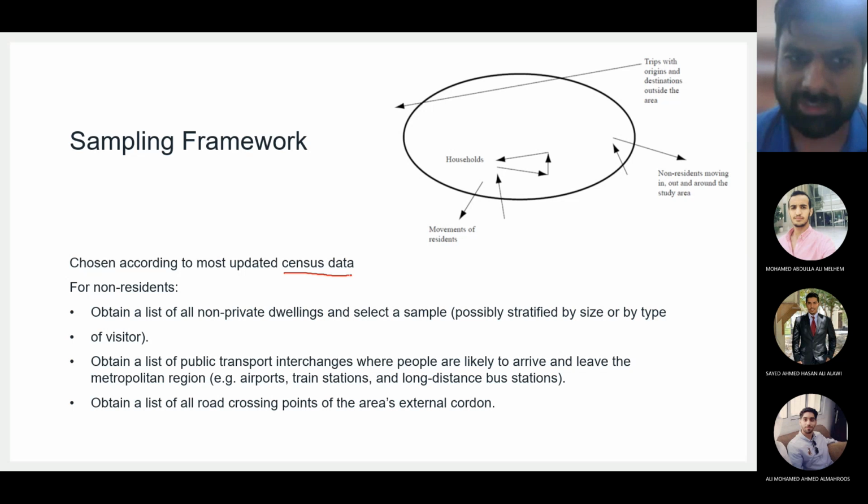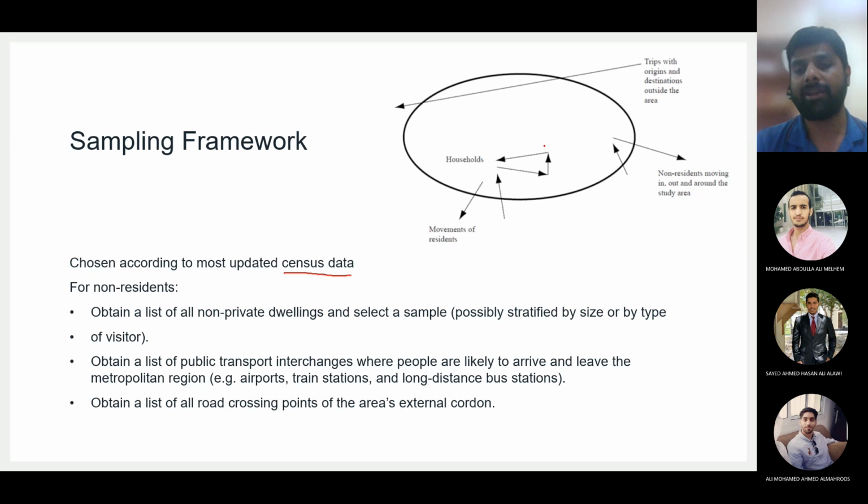And I've already mentioned that you are trying to cover travelers who are just passing by, residents and non-residents, residents going outside, non-residents coming inside, and residents who are just moving around in the area. You need data about all of them. So you cannot just take the data of this area and that's it. For people who are living in your area, you can collect data yourself, or from the government, or from any organization.